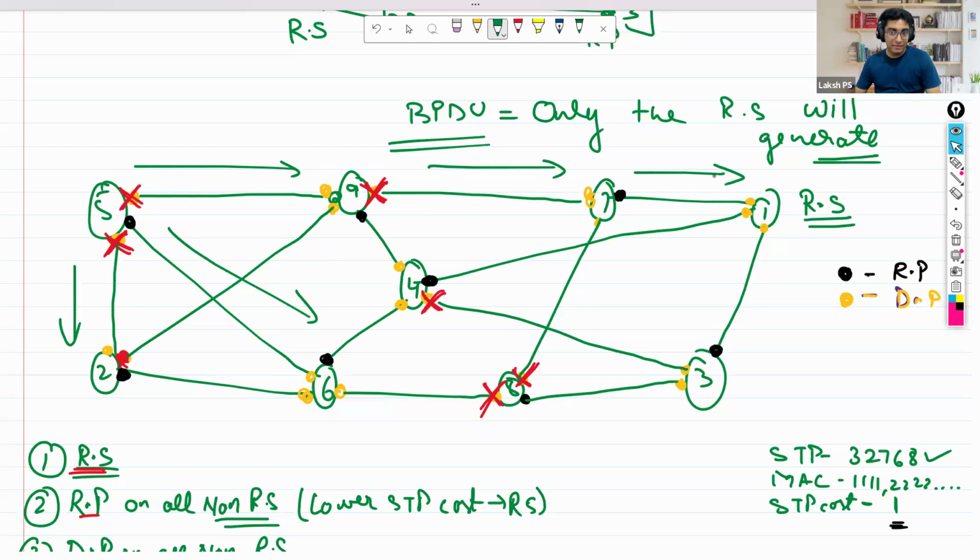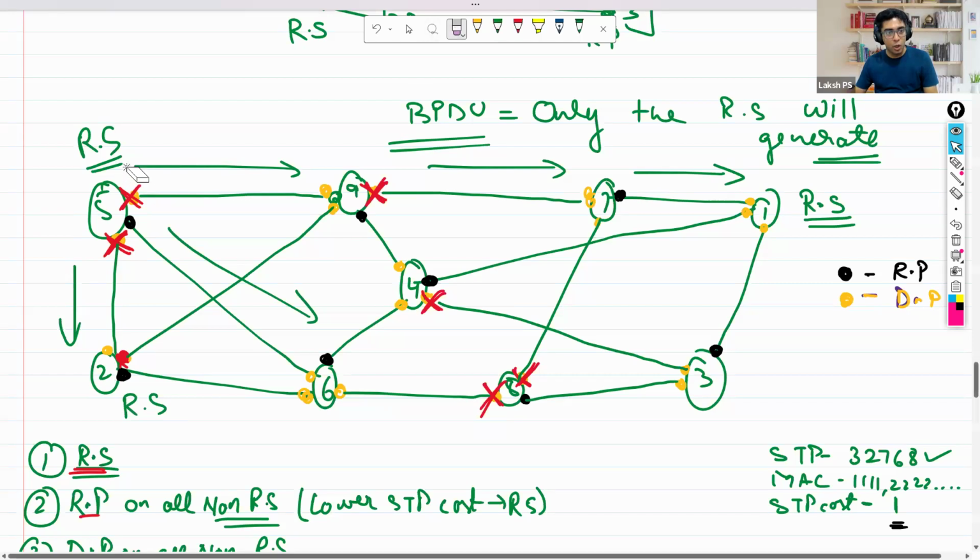Eventually, they will come to know one of us has a lower MAC. 5 has a lower MAC. So for some fraction of seconds, 5 is the root switch. So 9 will eventually stop sending BPDUs because it is not the root switch. Between 5 and 2, there will be an election for some fraction of seconds, and 5 will realize that 2 has a lower MAC, so this guy becomes the root switch. So 5 will stop sending BPDUs.